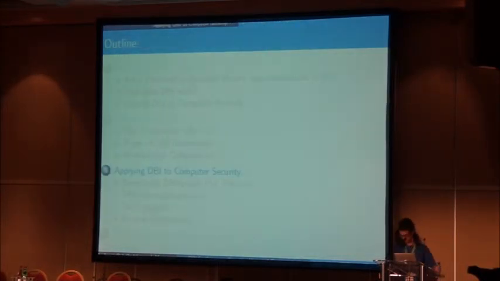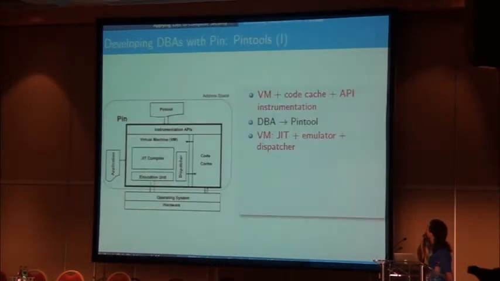Well, let me go to the really important thing: applying dynamic binary instrumentation to computer security. Let me comment that I have used PIN. PIN is composed of this set of things here: a virtual machine, a code cache, and what is called the instrumentation API. All the tools that are developed with PIN are called PIN tools. It's very easy, and let me explain how it works.